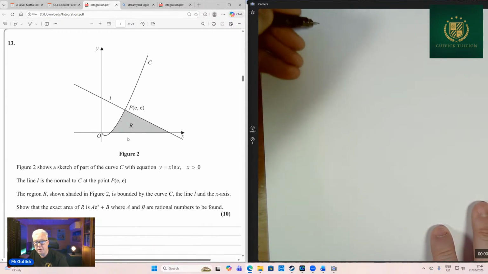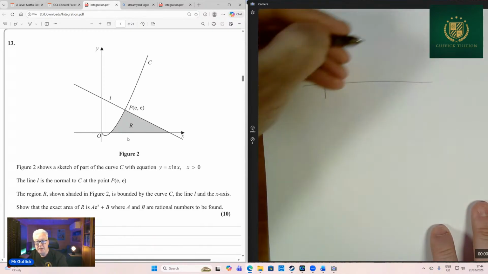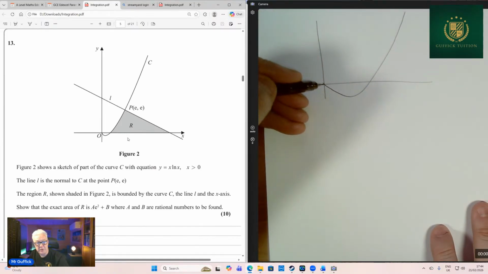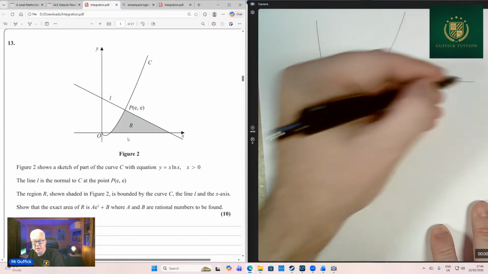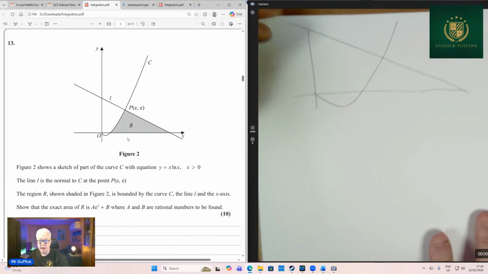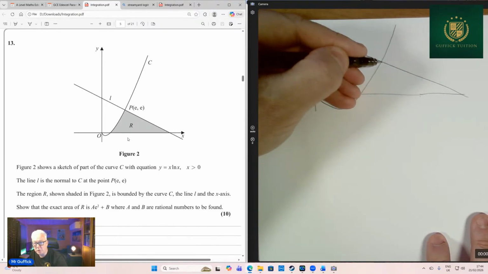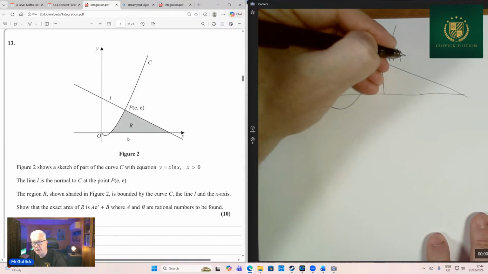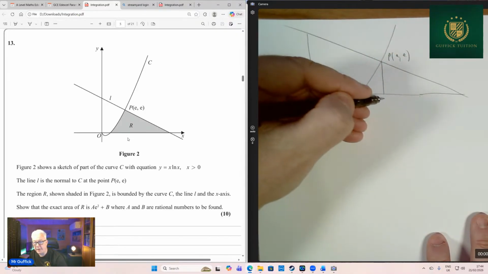Well, I think that one of the first things that we need to do is to separate this curve into a couple of little separate bits. Okay. So here we go. There is our curve. Now I'm going to draw a line coming down here from P. So we've got E and we've got E here like that. So we know that that is E.